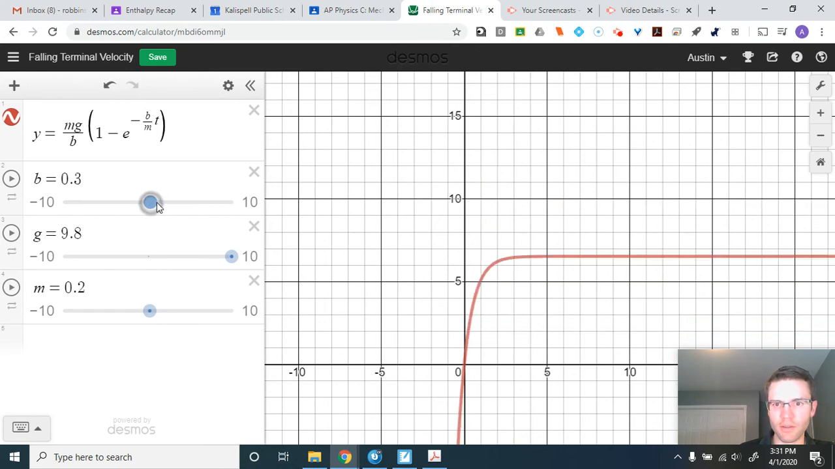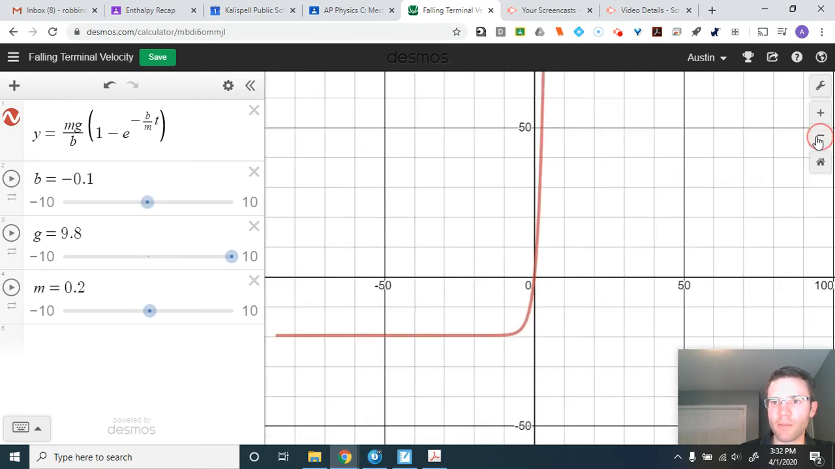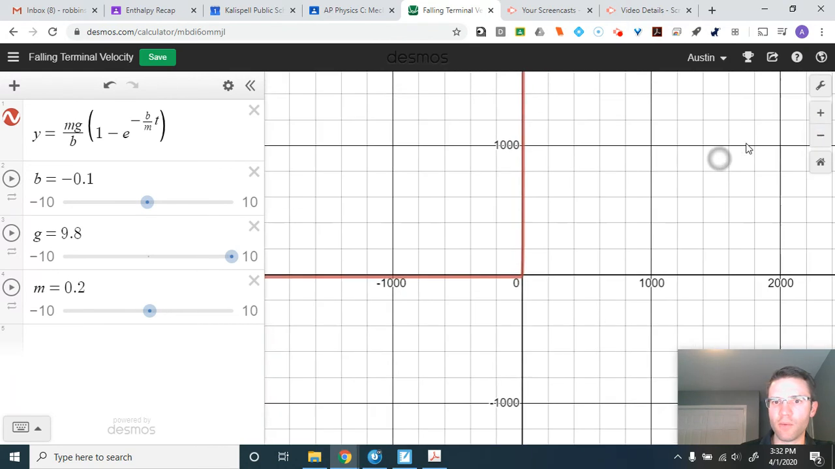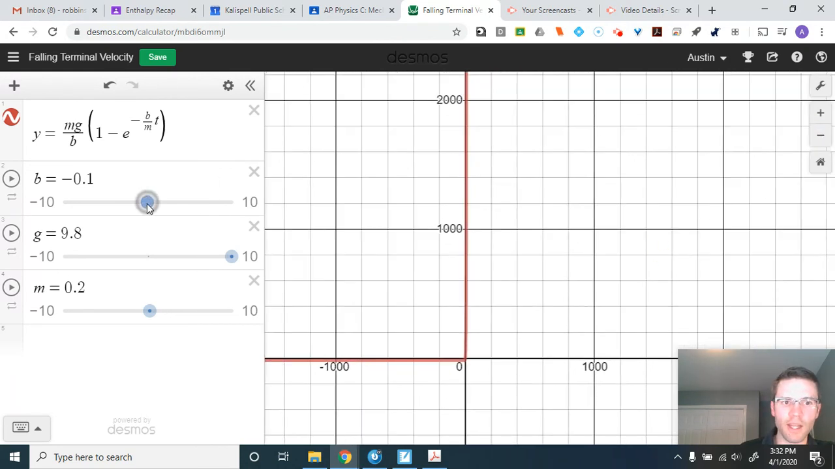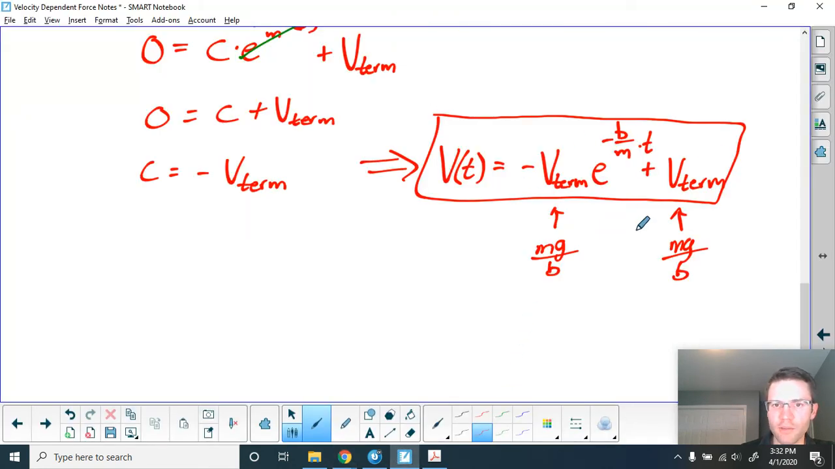And if you change your b variable, that's your drag coefficient, it changes your graph as well. A small drag coefficient means that you're going to have to go faster and faster to stop or slow it down. Oh, we're really big here. Oh, we're negative 0.1. So you can play around with those and see how it would affect your terms here.